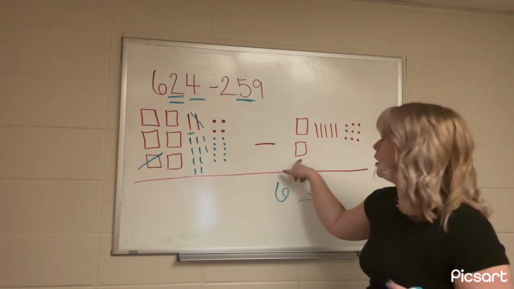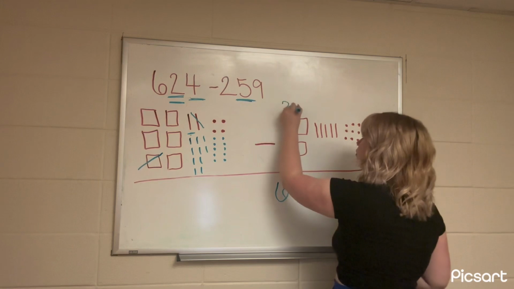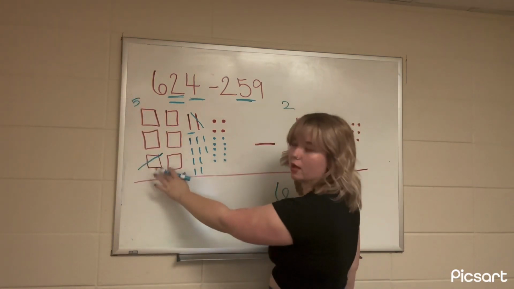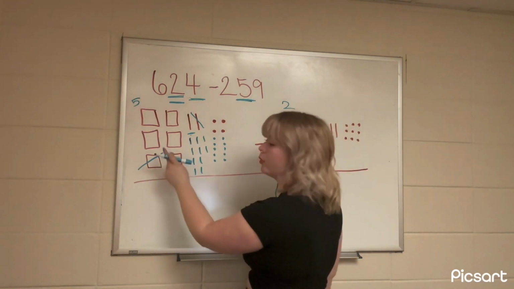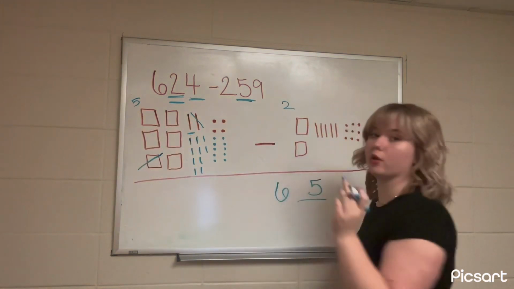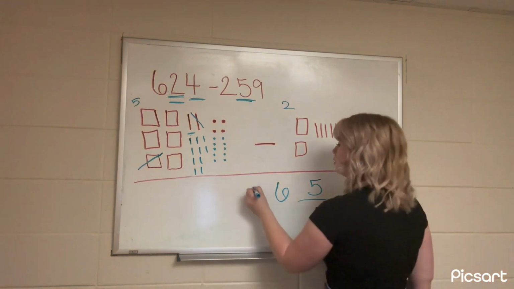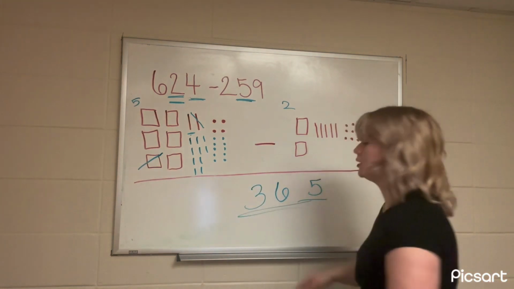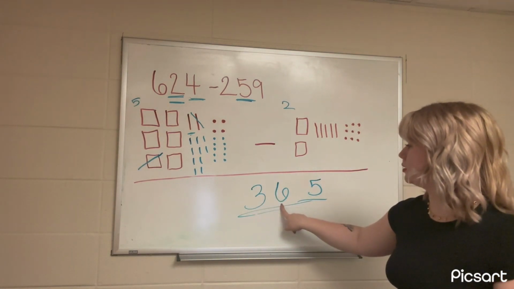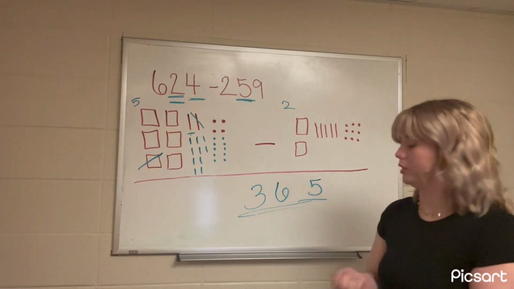We have 6 rods so far and 5 units, which means now we have to subtract our flats. So we have 2 flats. We originally had 6 flats, but remember where we had to take 1 and put it to our rods, we now only have 5. 5 minus 2 is what? 2, 3, 4, 5, that's 3. So now that gives us 365. We have 3 flats, 6 rods, and 5 units. And that is how you subtract using base 10 blocks.